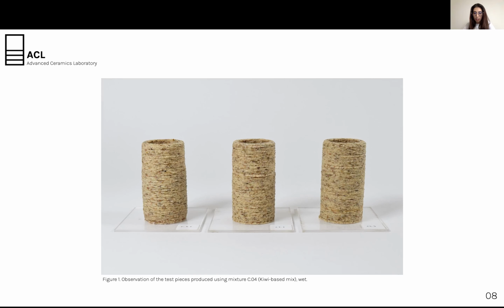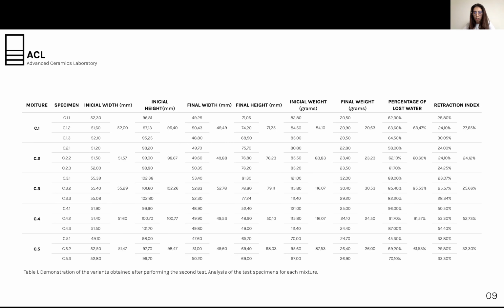A second test aimed to analyze the maximum degree of deformation, retraction, delamination, and loss of water volume after drying. 3 identical specimens were produced and the results analyzed. In this table, it is possible to observe that the shrinkage of the pieces is higher in mixtures with additives of higher granulometry. The particle size of kiwi and potato is superior to sawdust and coffee grounds. The kiwi-based mixture has a 52% retraction, while sawdust is 24%.